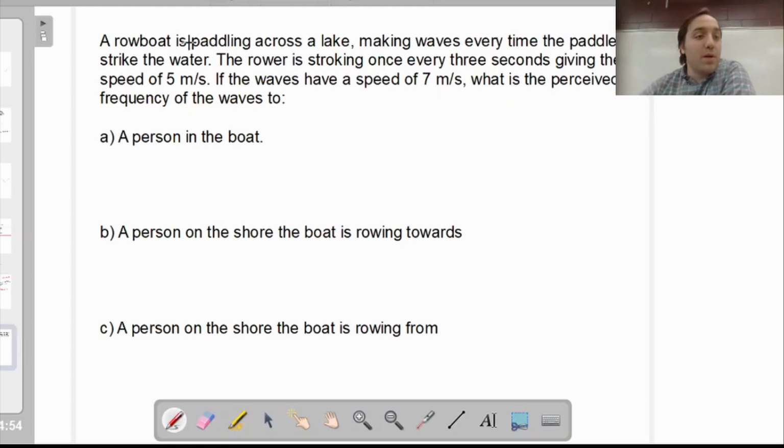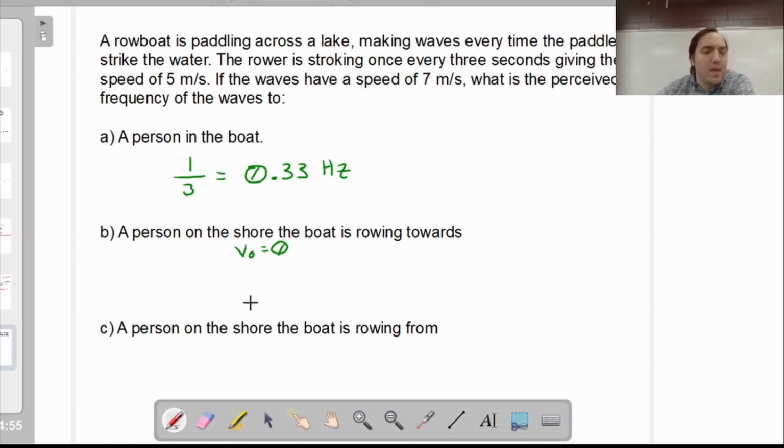The person on the boat is the neutral source, at which point we can just use the frequency given. 1 stroke every 3 seconds. 1 every 3, or 1/3, is 0.33 hertz. Is the frequency of the boat. If we're talking about the person on the shore, we're going to assume the person on the shore is standing still. In other words, VO equals 0.